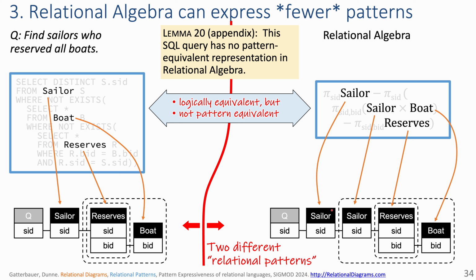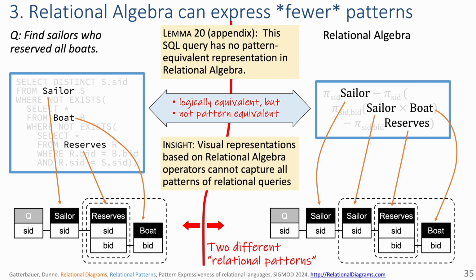Instead, relational algebra represents this as follows. Find sailors such that there doesn't exist any product between the sailor and the boat that is not contained in the reserves table. These two are logically equivalent, but they're using different table signatures and thus also different patterns. Thus, calculus can express relational patterns that cannot be expressed in algebra.